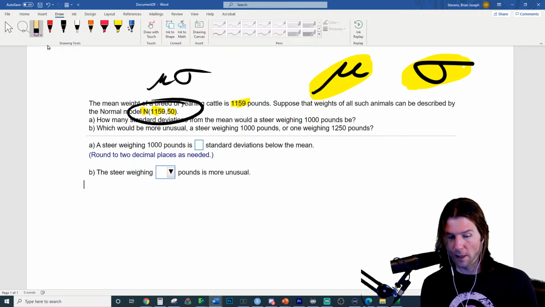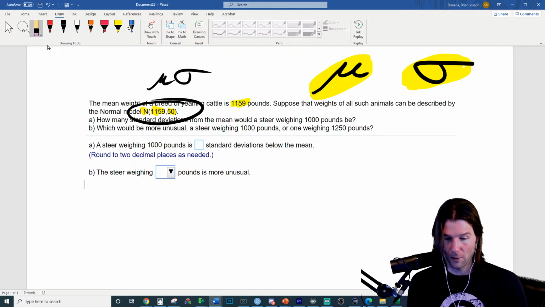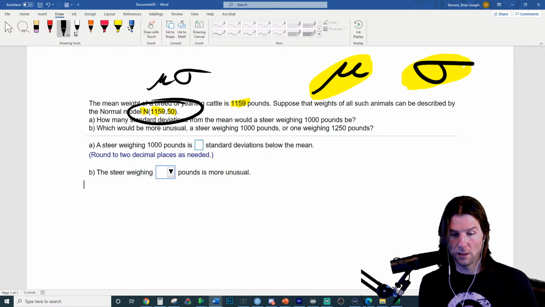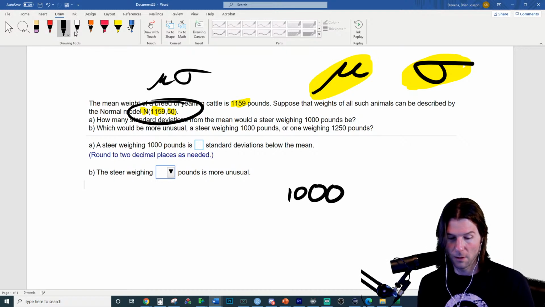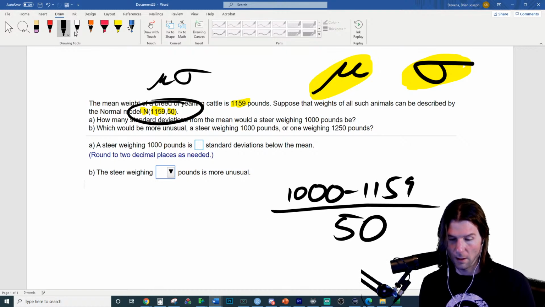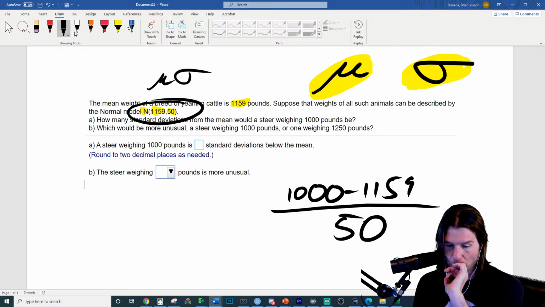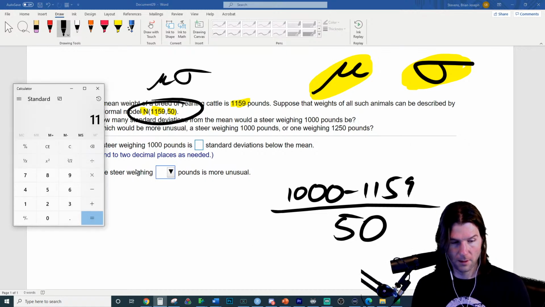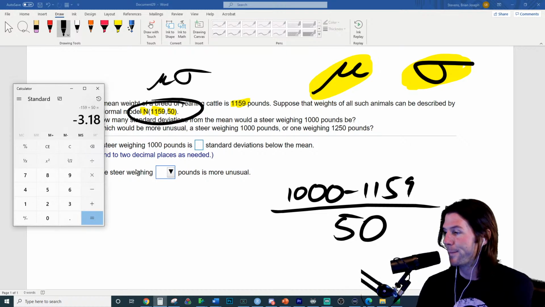So now we want to figure out how many standard deviations the observation that is 1,000 is below it. So we're just going to do observation minus mean over standard deviation. And that should be 3.18. And it's negative, but it wants positive. So there's the answer of 3.18.